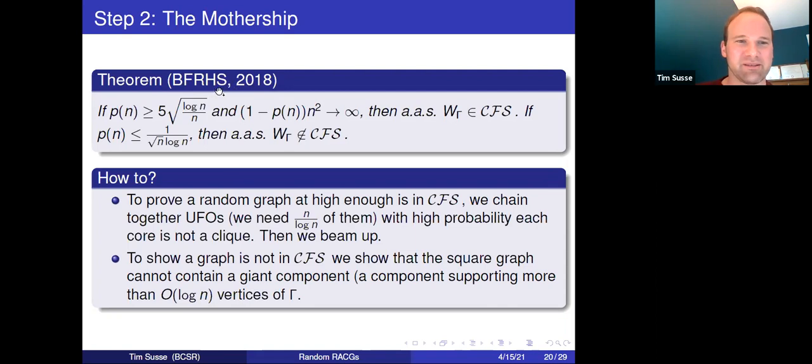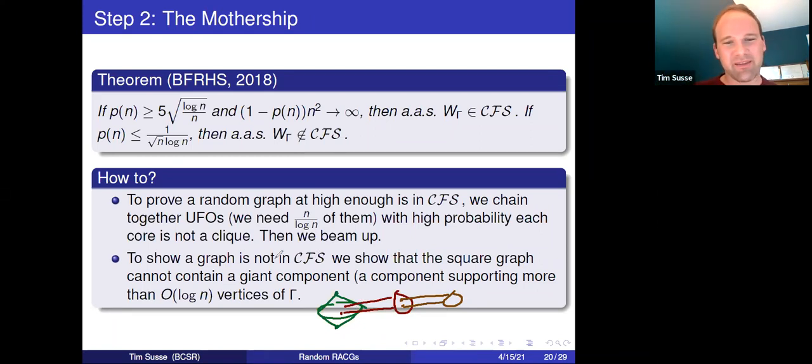So we had to beef up our AS construction to get down to 5 square root log n over n. What we did is chain together UFOs into a mothership. You have one UFO, and then you find 2 non-adjacent vertices inside that UFO, and you produce their UFO. Then you find 2 non-adjacent vertices inside that UFO, and you produce their UFO. These are getting smaller and smaller as you go. You do this n over log n many times, and with high probability, each core is not a clique. Then we show that every vertex will get beamed into at least one of these UFOs.